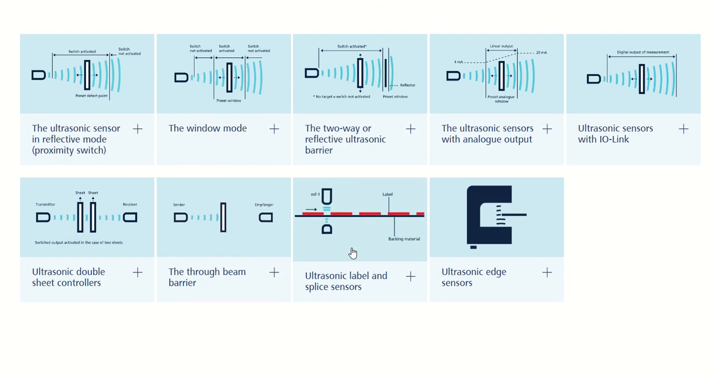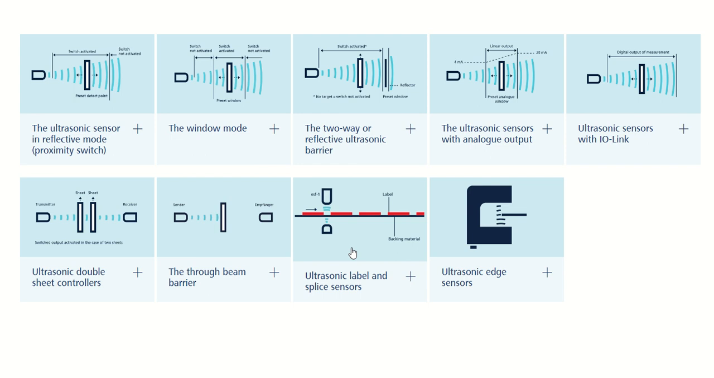Here you can see different modes of ultrasonic sensors. The first one is the proximity switch, which tells you the proximity range when the ultrasonic sensor is in the reflective mode. Then we have the window mode, in which we see if the switch is activated or not, and the switch would be activated for a very short duration unlike the proximity switch. Then the two-way or reflective ultrasonic barrier, where the switch would be activated until the barrier comes. After the barrier, the switch would not be activated.